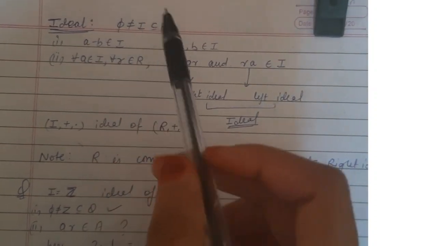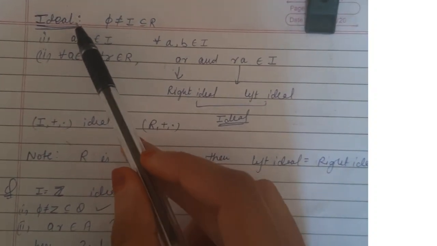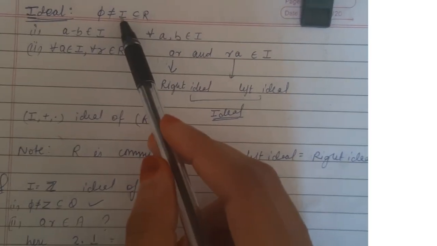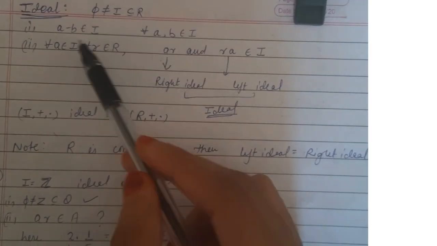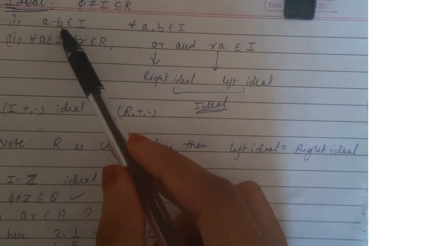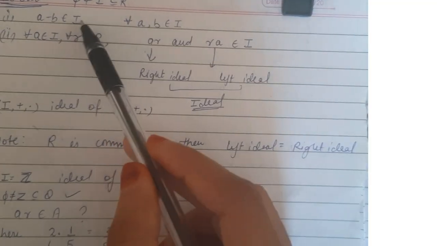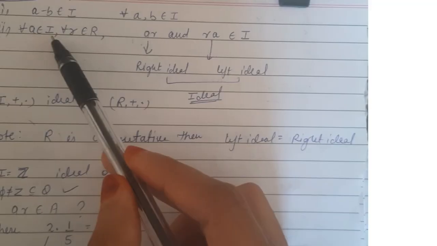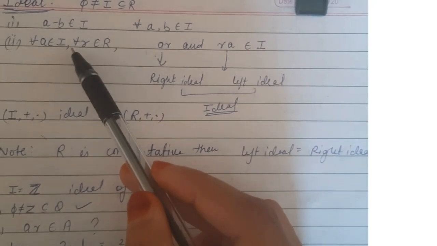Ideal of a ring. Okay, so basically we have studied about subring. Then the next topic is about ideals. An ideal is just a non-empty subset of a ring if it satisfies some properties. The first property is like a subring: it is closed under subtraction, so A minus B belongs to the ideal. The second property is very important to call it an ideal, not a subring.